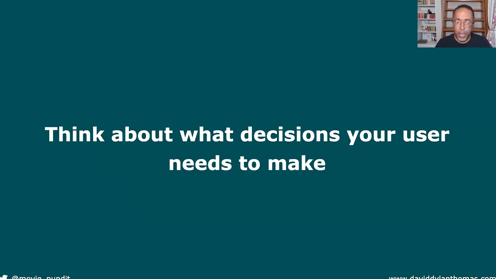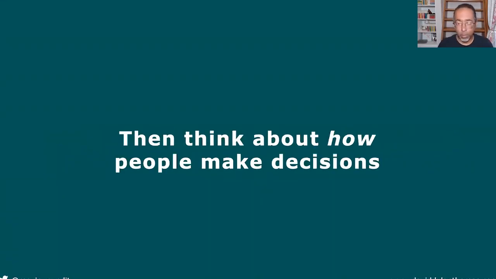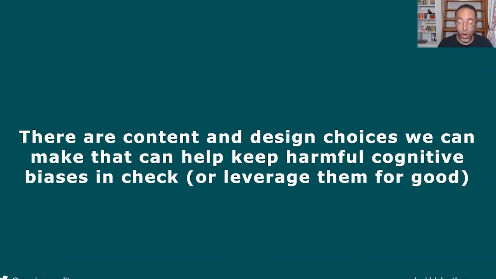So think about the decisions your user needs to make. And then think about how people make decisions, right? Not how a rational person makes decisions, but how someone who's making 95% of their decisions without realizing it. How do they make decisions? It turns out there are content and design choices that we can make to help keep some of those biases at bay, or maybe even sometimes use them for good.